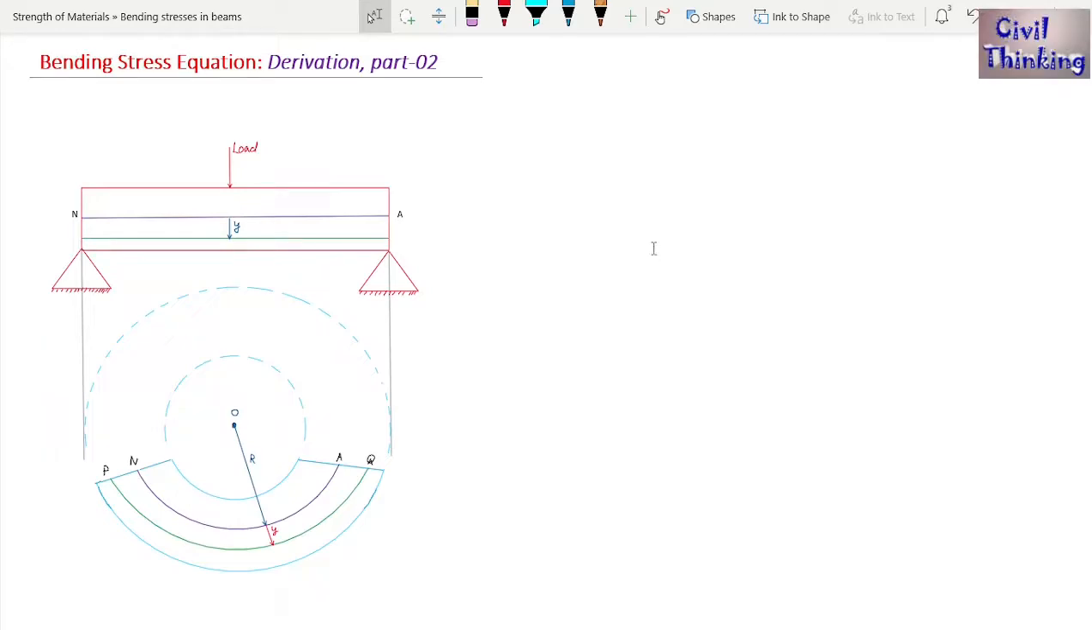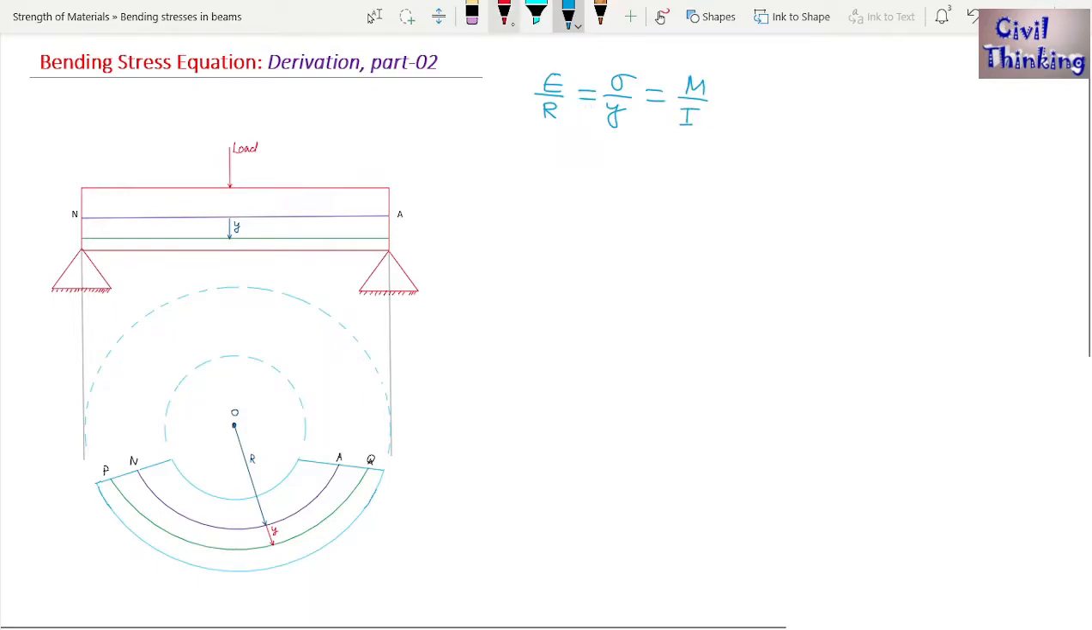Welcome back to Strength of Material Lectures by Civil Thinking, and this is another class on bending stress in beams. As you know, in the previous class we found the equation of bending stress: E divided by R is equal to sigma divided by Y is equal to M divided by I, right? In the previous class we proved E by R is equal to sigma by Y.